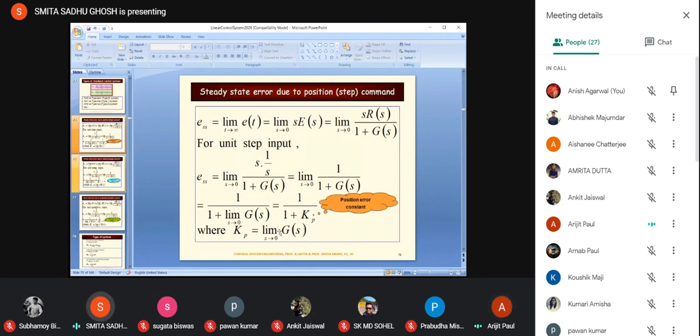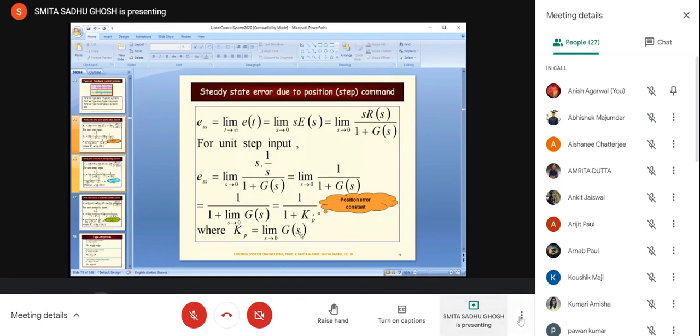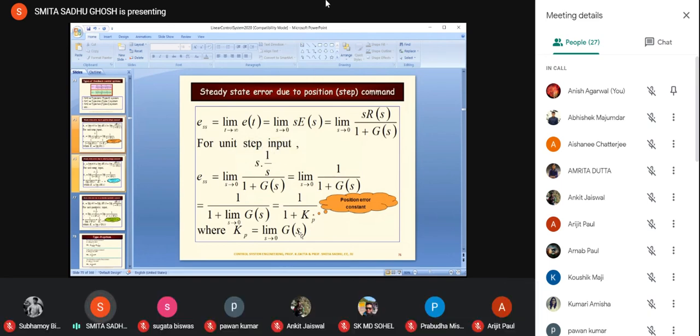Okay, so again, what will Kp be? Limit of s tends to 0, 1 by s into s plus 1 will again be infinite, isn't it? So ess will again be equal to 0. So if it is a type 1 system, whatever be the order, you can take different order type 1 systems, you would be able to see that the steady state error will essentially be equal to 0, given that we are doing the analysis with respect to only a step command, right?